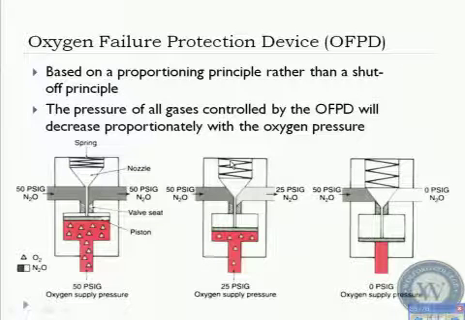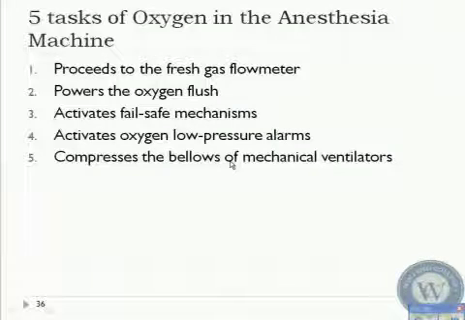Okay, this is just the same thing, just showing how it flows in and it pushes the valve open. All right, so the tasks the oxygen has in the machine: it's going to move to the flow meter, you turn the flow meter on, whatever you turn it on to, it's going to be delivered to the patient. It's going to power the oxygen flush valve, which bypasses everything else. It's going to be delivered at the intermediate pressure. It activates the fail-safe mechanisms, so that's what causes that fail-safe valve to rise. Activates the oxygen low pressure alarm, so your O2 sensor I just showed you, and then it compresses the bellows of mechanical ventilators on most machines currently. The newer computerized machines are able to utilize air.